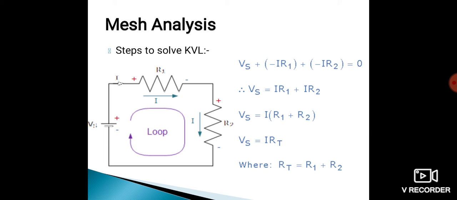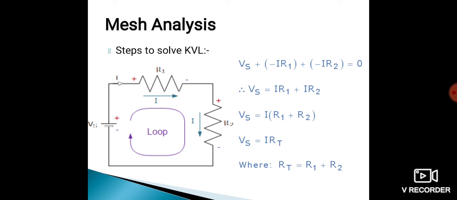Now focus on the right side equation. While writing the equation, we keep in mind that we write the polarity of the point at which current is leaving. So from the voltage source Vs, the current is leaving from the positive side. So Vs is written as positive.